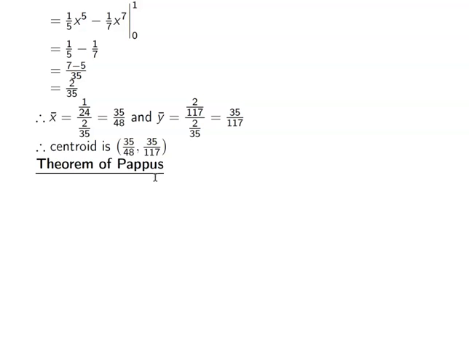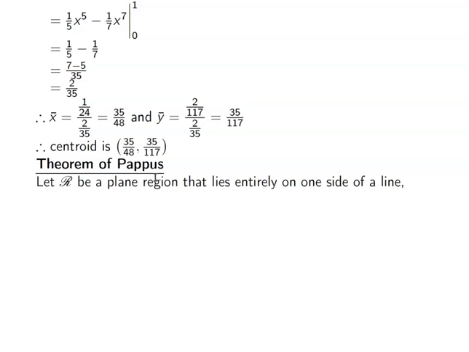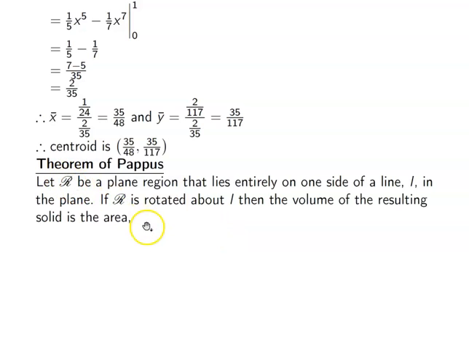So now this brings us to the theorem of Pappus. Let R, fancy R here, be a plane region, meaning that it is a region in a two-dimensional space, right? It's a two-dimensional space in your plane. Actually, it could be a plane inside of a three-dimensional space, right? It's just a plane, okay? That lies entirely on one side of a line, which we will call L, okay, which is in the plane as well.